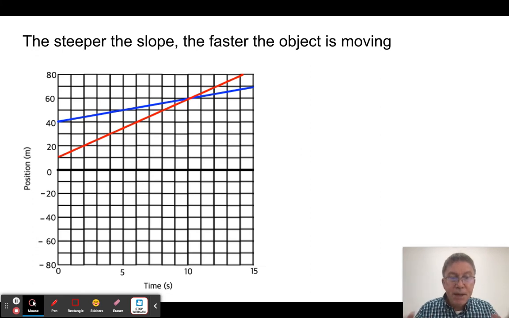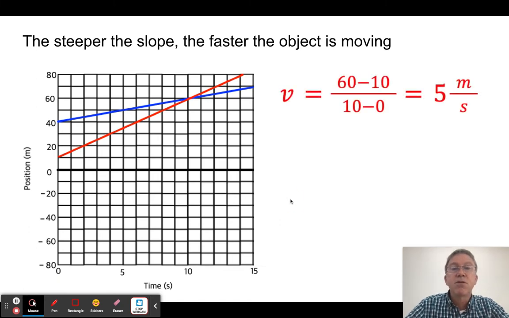Now, big picture things here, though. The steeper the slope, the faster the object is moving. So when I look at these two, I can tell that the red one is moving faster than the blue one because it has a steeper slope. I can tell they're both moving in the positive direction, and they're both to the right of me.